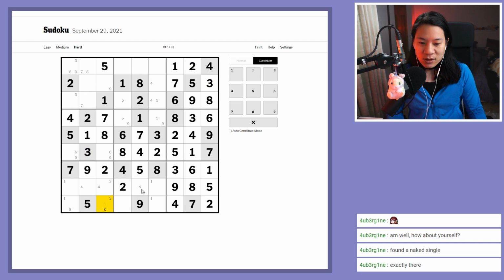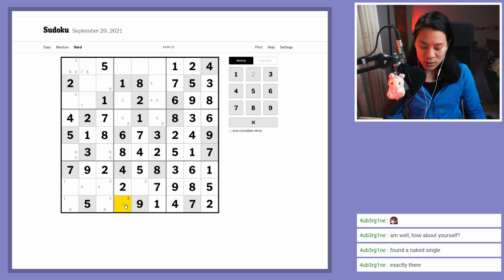3, 3, 3. So threes are locked down here. And here, 1, 3, 5. This can't be a 5. 1, 3, 6, and 7. So 7 has to go there. So 1, 6 can't go there. So that's a 3. Okay. So 3 and 4 resolved.